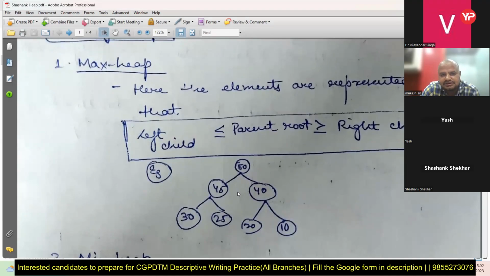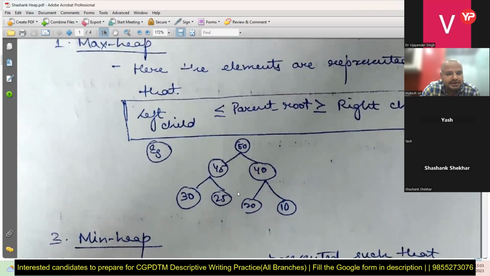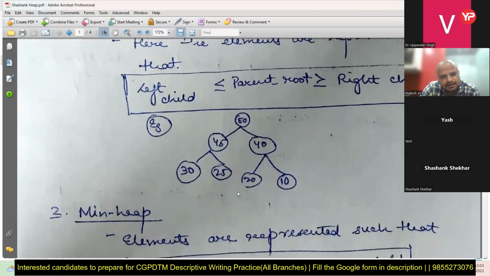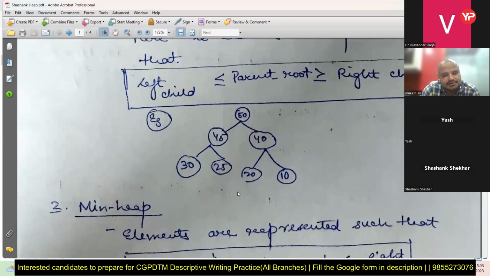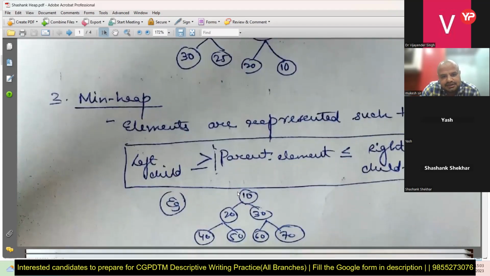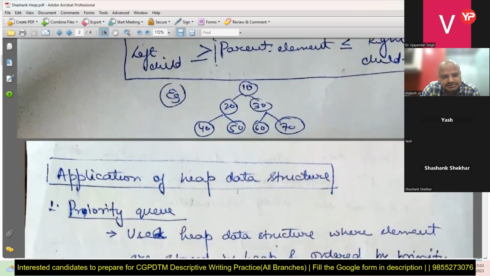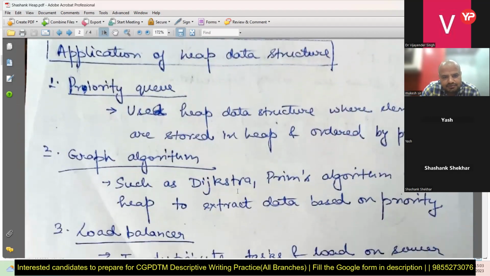Okay, here the elements are represented on the left side. Instead of writing unnecessary theory, you are just writing the formula. That is again a good thing, and giving an example point. But again, you have to write the array representation here as well as the indexes on the nodes. If you have time, you have to mention that part. Okay, right, correct. Then min heap, again you are writing the formula and just an example. Okay, application, very good.